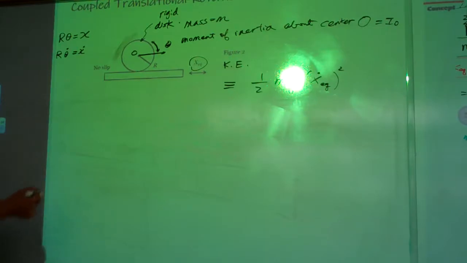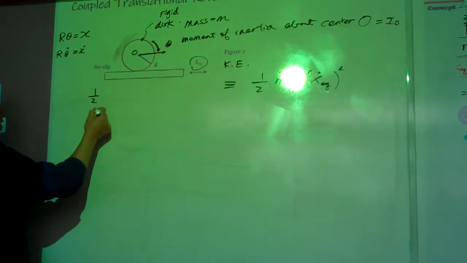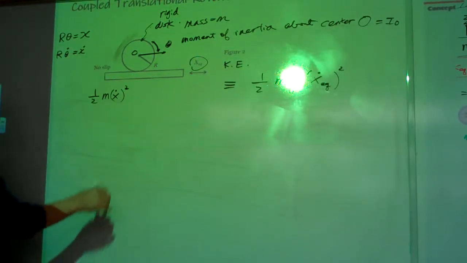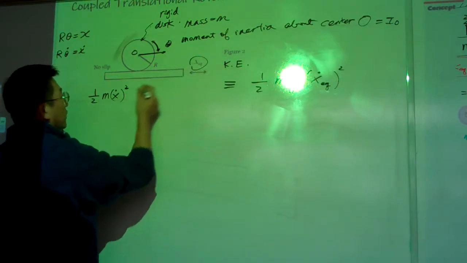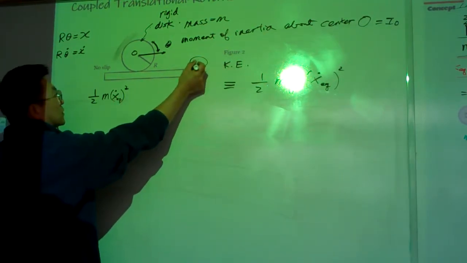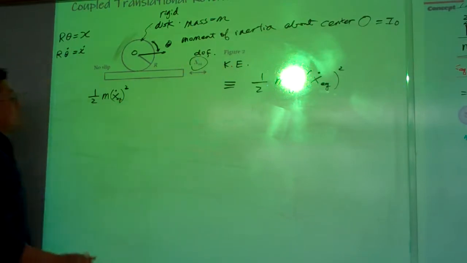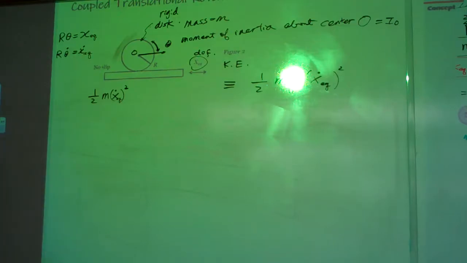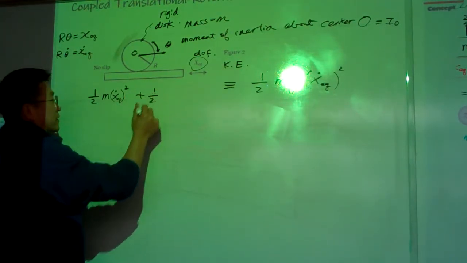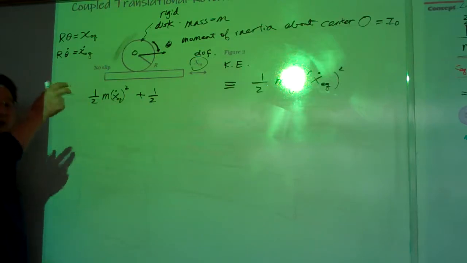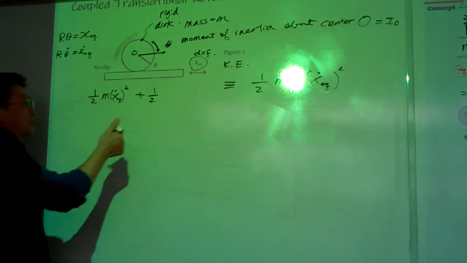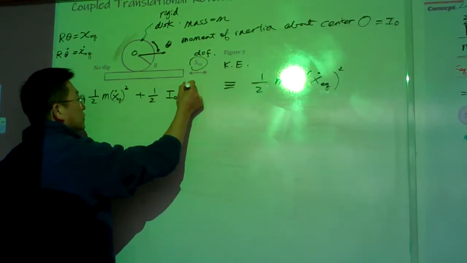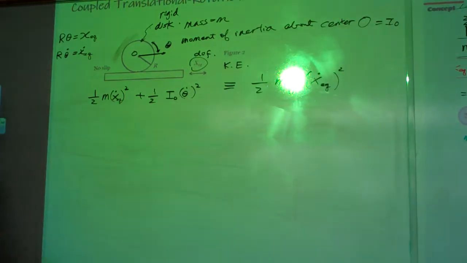Now we have two components. The kinetic energy due to translation is m x dot squared, and here x is xeq, the degree of freedom. The second portion of the kinetic energy is due to self-spinning, which is IO times theta dot squared, okay.